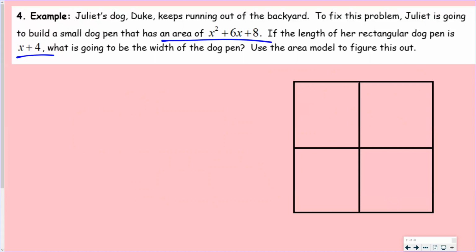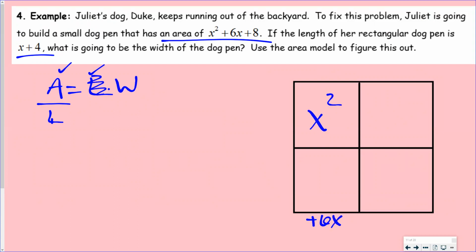All right, so we know area equals length times width. If they give me the area and they give me the length, well, all I need to do is divide those two to get my width. So x squared goes inside, plus 6x goes inside, plus 8 goes on inside, and then x plus 4.